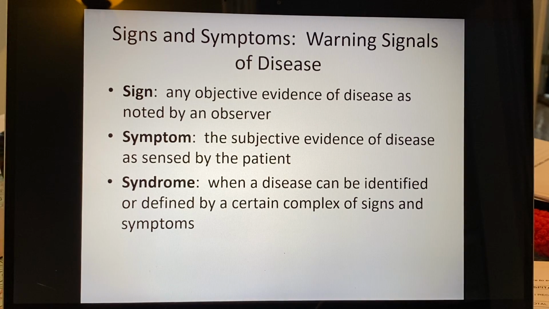Okay, a syndrome is when you have something that's much more broad-based, and there's a certain complex of signs and symptoms that go together. So, for example, AIDS, acquired immune deficiency syndrome. There were lots of signs that went with that, such as Kaposi's sarcoma, which is a certain type of cancer that would be evident on the skin. Night sweats and chills, which are symptoms. So it's much broader based.